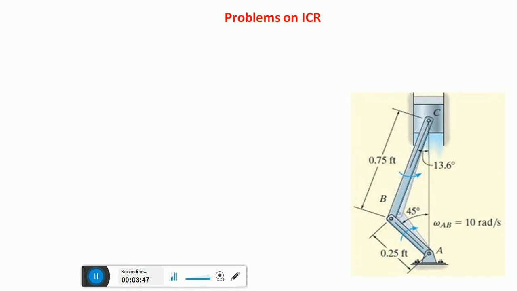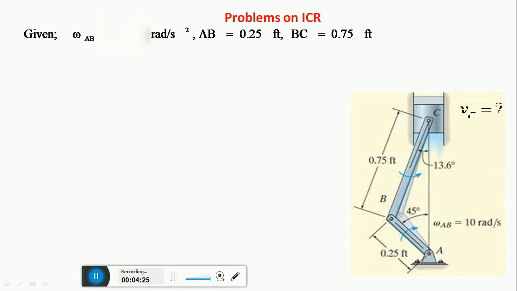Now there is a problem where a crank and slider mechanism is given. You can see there are some given parameters. The angular velocity of AB is given. AB is the crank, and its angular velocity is 10 radian per second. Next, the length of the crank AB is given as 0.25 feet, and the length of the connecting rod BC is given as 0.75. What we need to find in this problem is the velocity of the slider, which is VC.